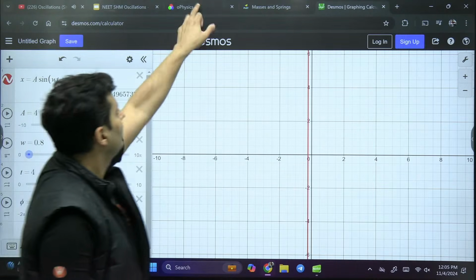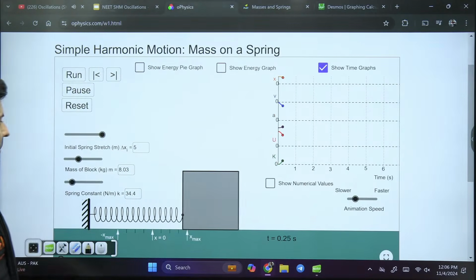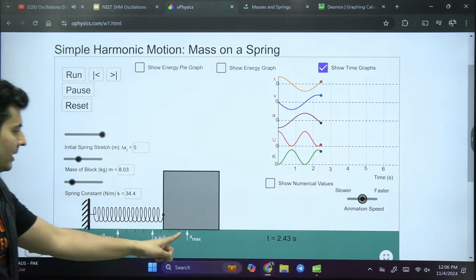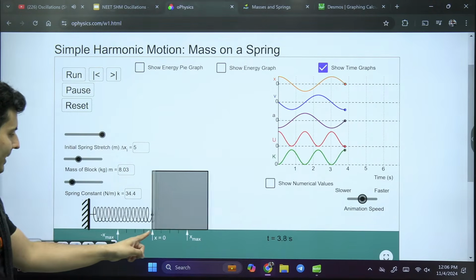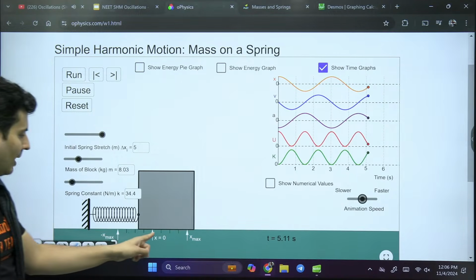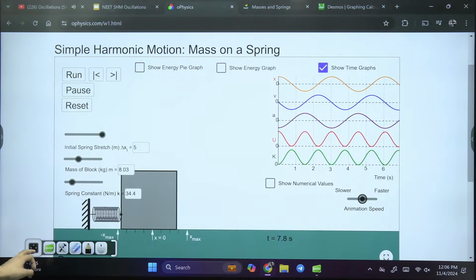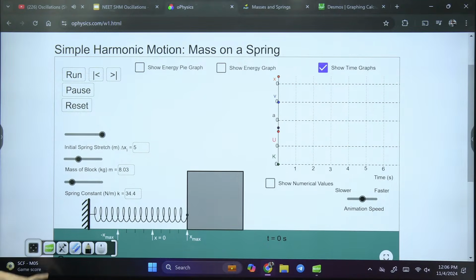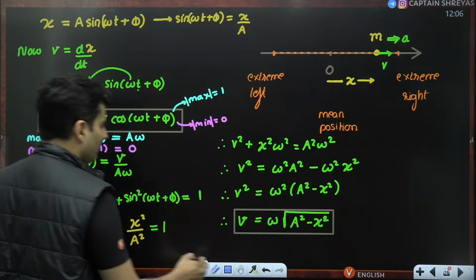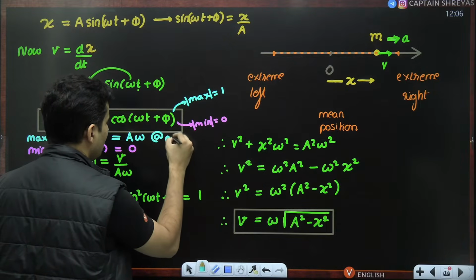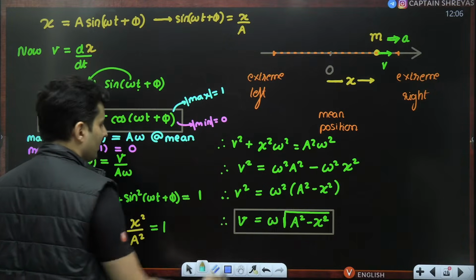You can see that even over here. If I run this in probably a little bit faster mode, you can see. Here I stop, speed 0, accelerate, maximum speed, decelerate, stop, accelerate, decelerate, stop. Yes, correct. So hence my maximum speed is going to be where? At the mean position.